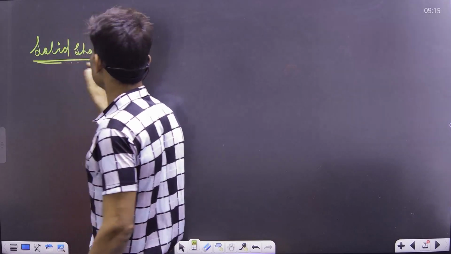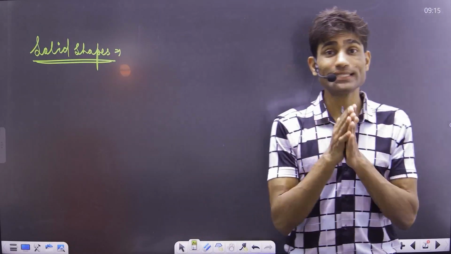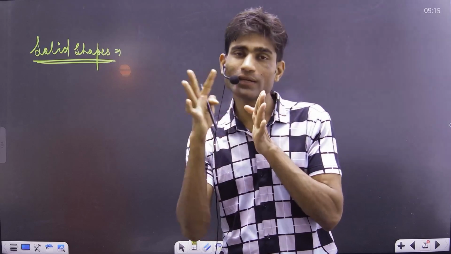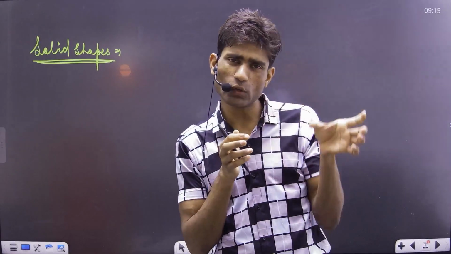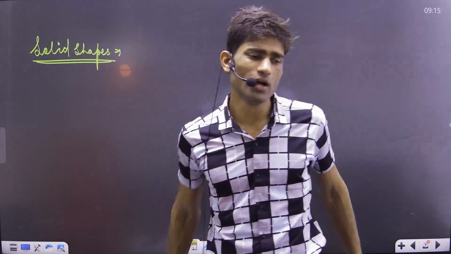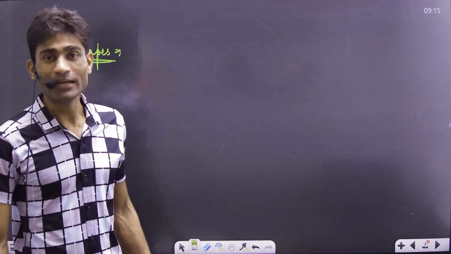Let me explain with the solid shapes. Which solid shapes are we generally going to learn in today's lecture? First solid shape, we take the cylinder, then we go for the cone, sphere, hemisphere, cube and cuboid. All these solid shapes we need to understand here. So let's start with our first solid shape.